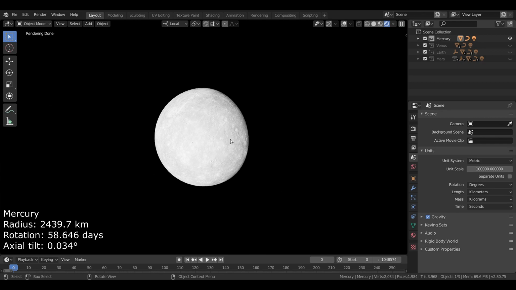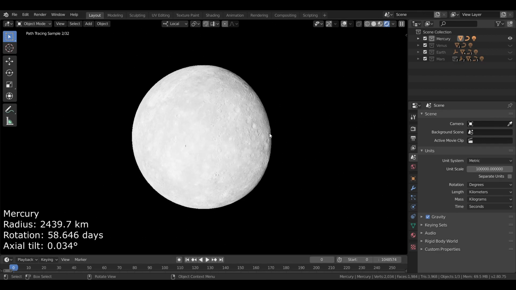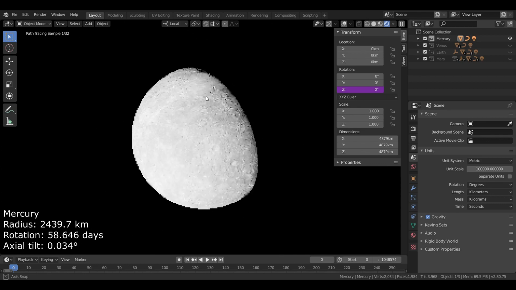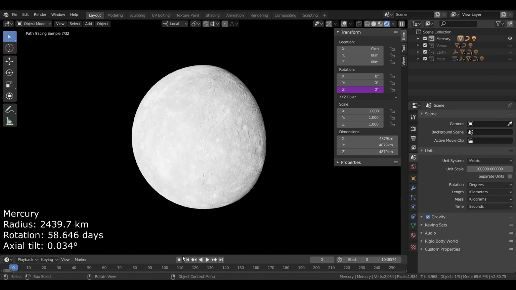Mercury rotates on its axis in just under 59 days. And unlike most planets, its axial tilt is almost zero. You'll get values as low as a 30th of a degree for its axial tilt, so Mercury has no seasonal variation. Pretty much none whatsoever.